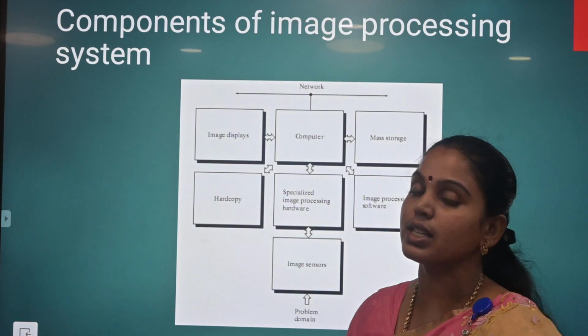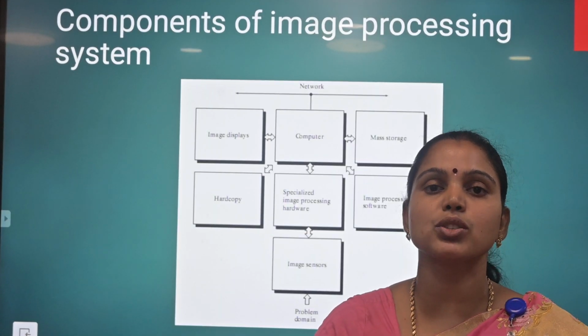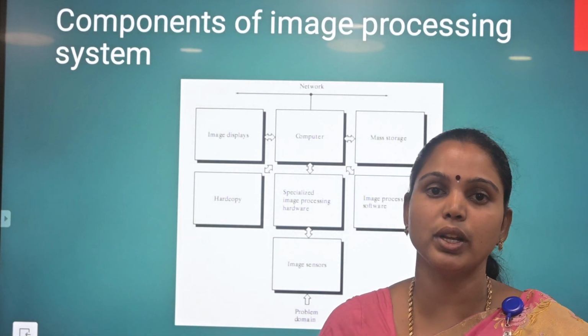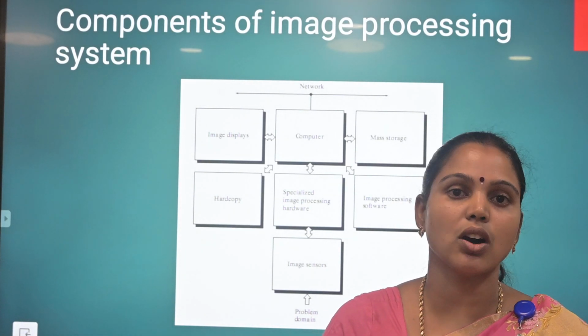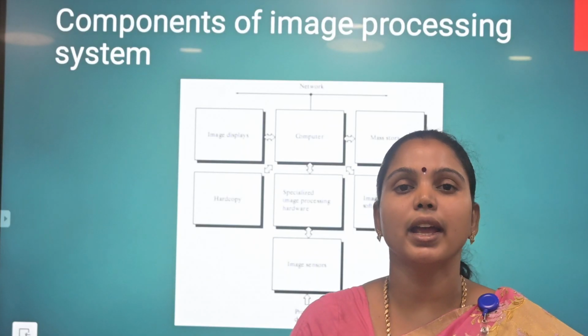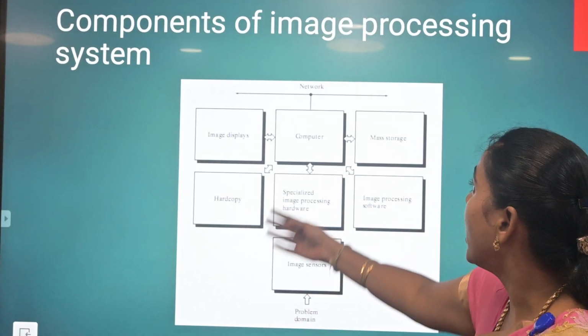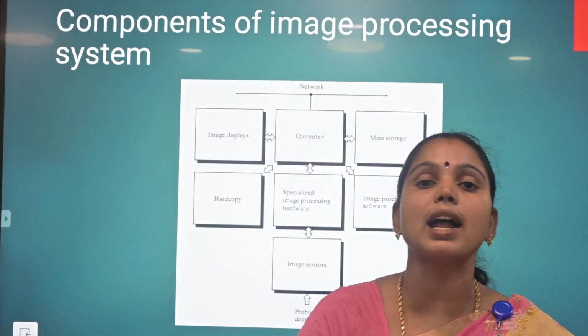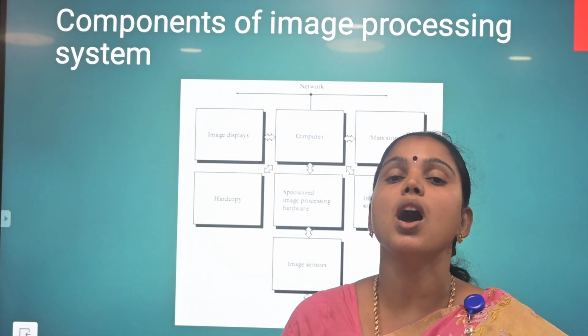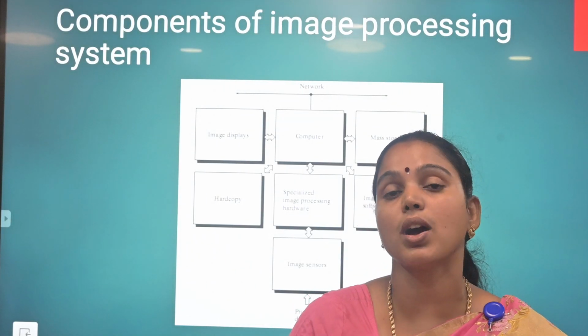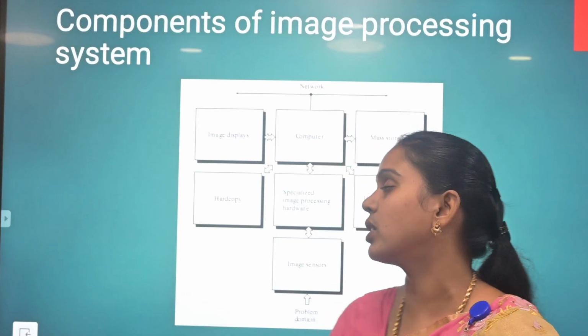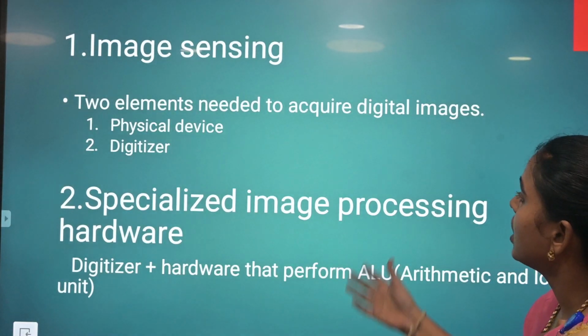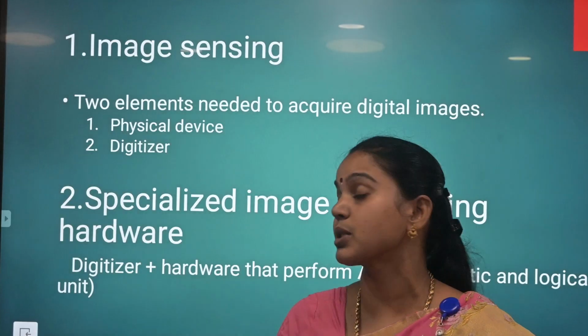And next one is image display. To display the image to the user, we need some output devices. It may be a monitor or a TV, likewise we can use any one of the output devices. And network is used to transfer the image from one location to another location, which means from one system to another system we need some network. These are all the things I have already explained.